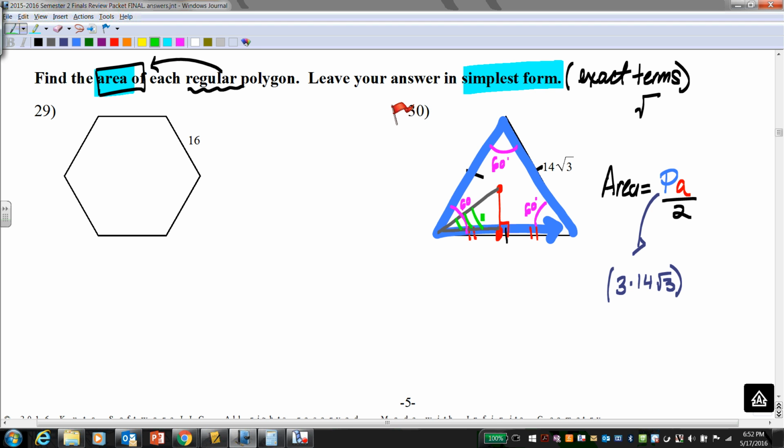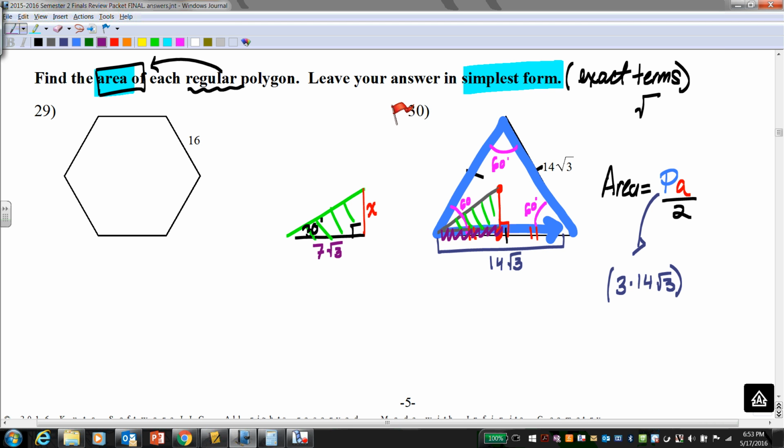So we're going to pull this triangle out so it's easier to see. I want this apothem, so we're just going to call that x. We're pulling that triangle out. If that whole thing's 60, that means this is 30 degrees. And this whole side here, if that's 14 root 3, then from here to here is half of 14 root 3, which is going to be 7 root 3.